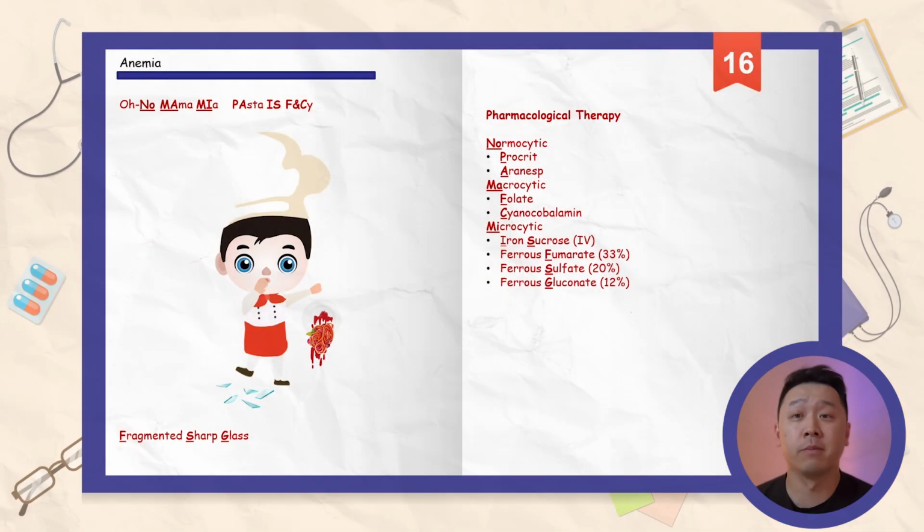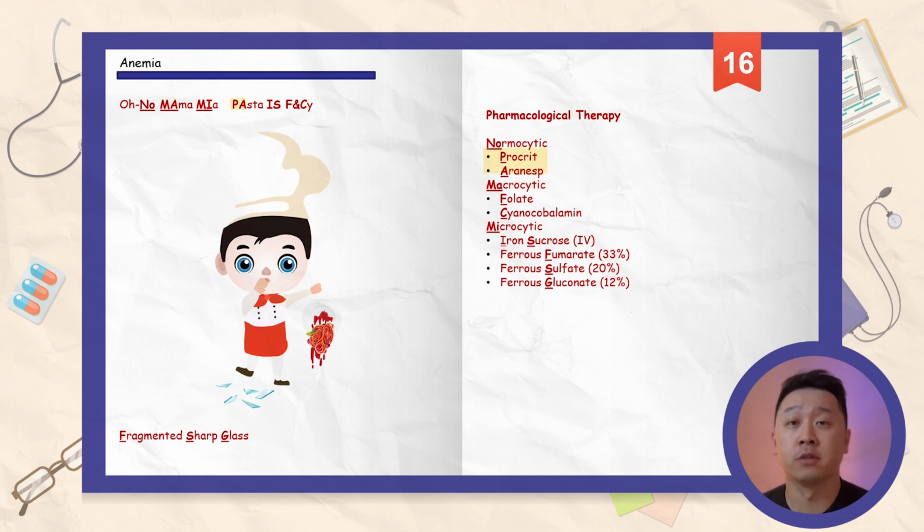Finally, we will discuss the acronym associated with anemia. Our acronym here is, oh no, mamma mia, pasta is fancy, while our character is stepping on some fragmented short glass. This acronym serves as a summary for the treatment options for the most common types of anemia. The acronym has a built-in parallelism where the first part of the acronym spells out the different types of anemia and the second half spells out the treatments of the anemia. The no in oh no stands for normocytic, ma stands for macrocytic, and mia stands for microcytic.